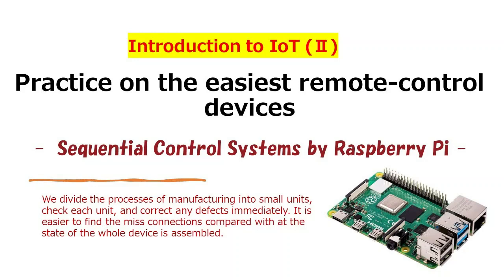Introduction to IoT No. 2: Practice on the easiest remote control devices. Sequential control systems by Raspberry Pi. We divide the processes of manufacturing into small units, check each unit, and correct any defects immediately. It is easier to find the misconnections compared with when the whole device is assembled.